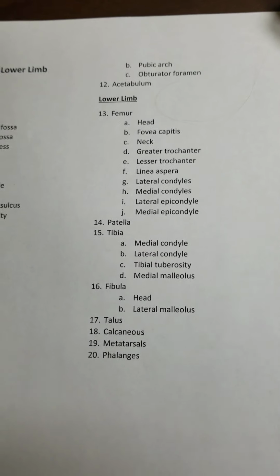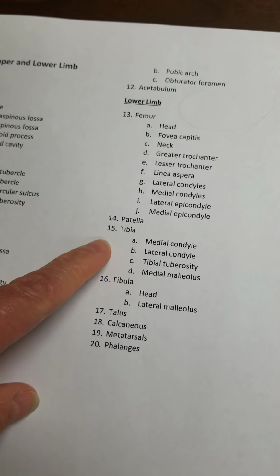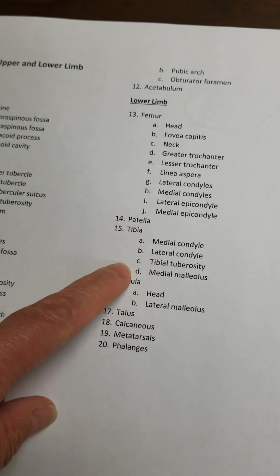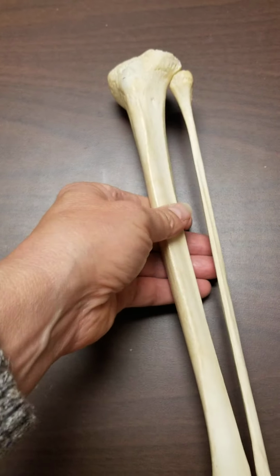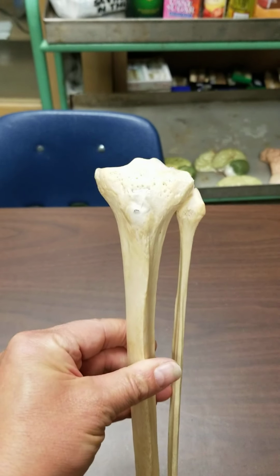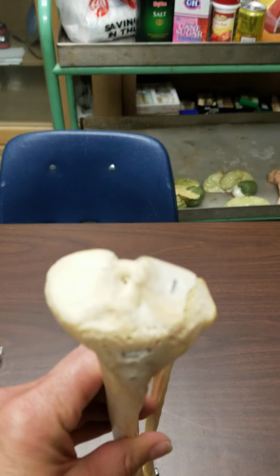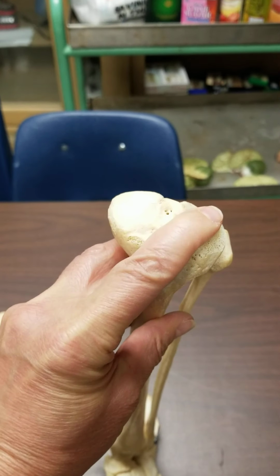Now we'll go onto our tibia. On the tibia, we have to find the medial and lateral condyle, the tibial tuberosity, and the medial malleolus. This is what the tibia looks like. It's got a flat surface that articulates with the femur.